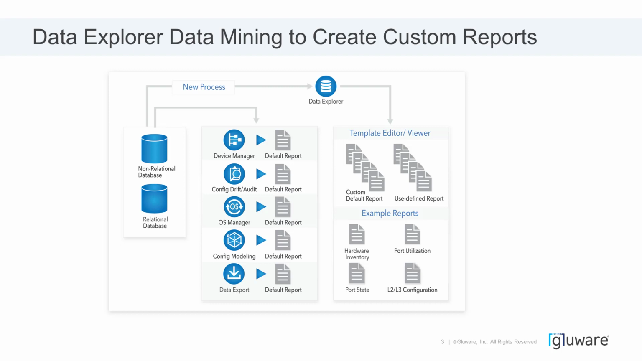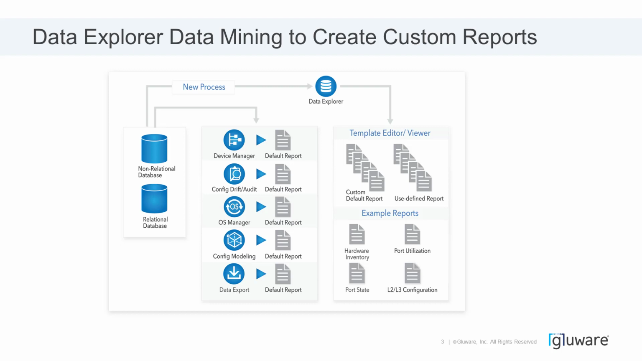And from Device Explorer in each app, you can export out your default report. In that default report, it's a set of fixed columns and rows that are generated out and available to you. We refer to that as the default report. So Gluware provided data that was very app-oriented, depending on what part of the platform you're using.